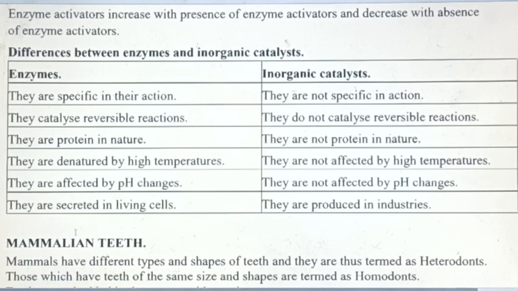So enzymes work within a specific pH range, work at optimum temperatures, in presence of activators, with increase in substrate concentration and enzyme concentration. These are the factors that affect the rate of enzyme-controlled reactions.